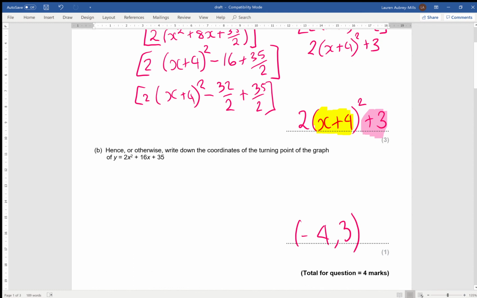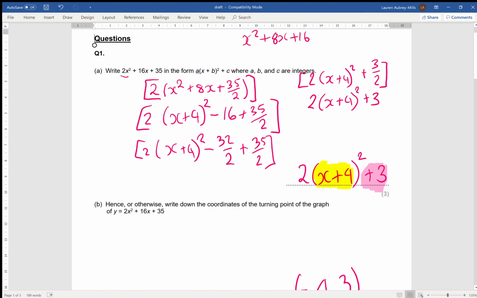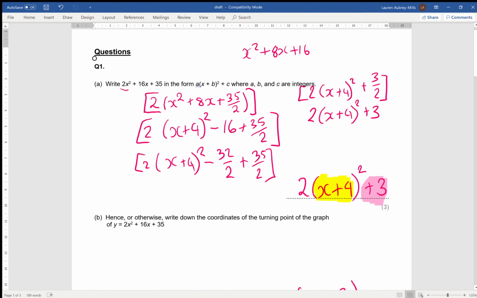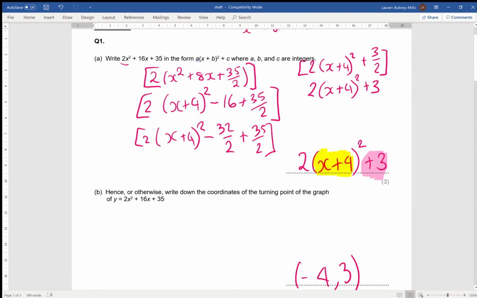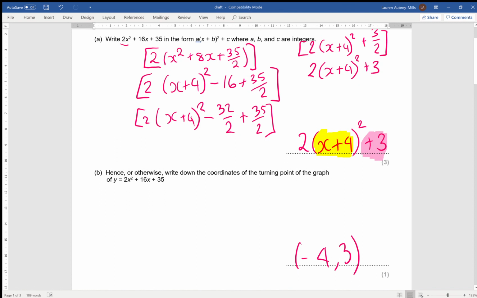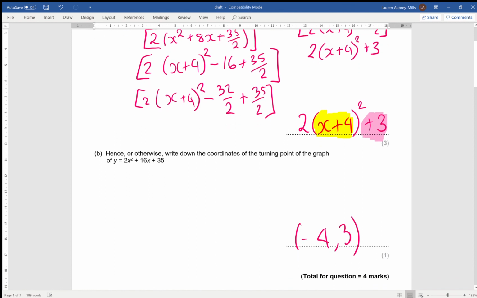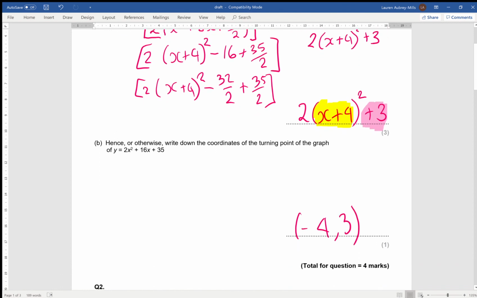Okay, so I hope that's helped. It is slightly more challenging when there's a coefficient in front of the x squared, but hopefully that's helped to give you an example of what it could look like and how you would solve that.